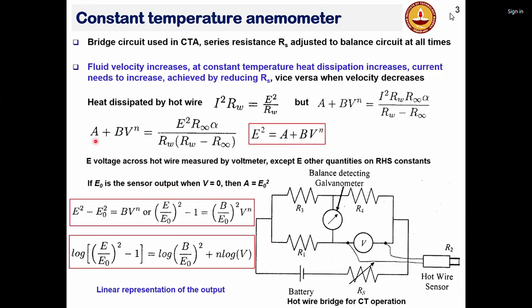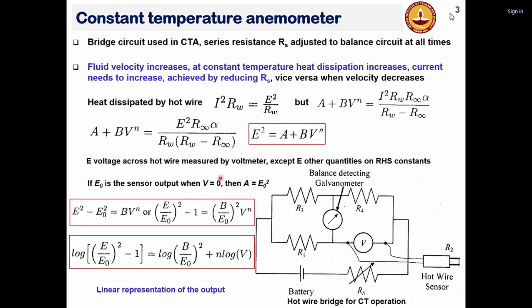Where this A, B are different than this A, B. Basically, this constant is observed in this A and B. So this voltage across the hot wire can be measured using a voltmeter. As you can see here, this voltmeter is actually measuring the voltage across the hot wire anemometer.